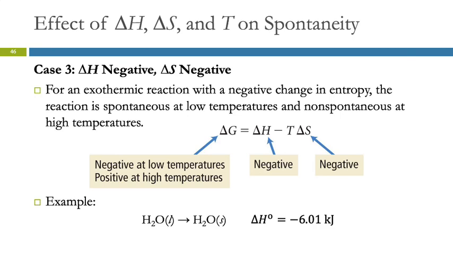Case 3, both delta H and delta S are negative. The delta H is negative, meaning this is an exothermic reaction, and we're also getting a negative change in entropy. This one's going to depend on the temperature. So delta H is negative, and delta S is also negative. So subtracting that negative number is going to cause this to move towards 0. So a larger T is going to increase delta G. So delta G will be positive at high temperatures and negative at low temperatures.